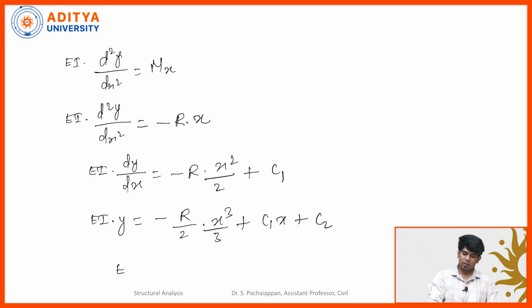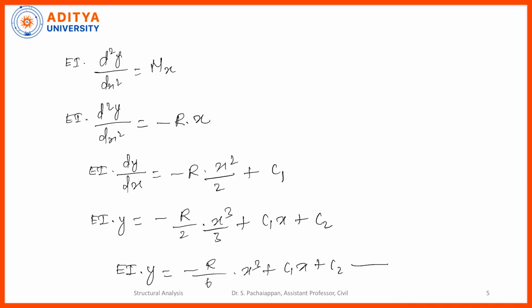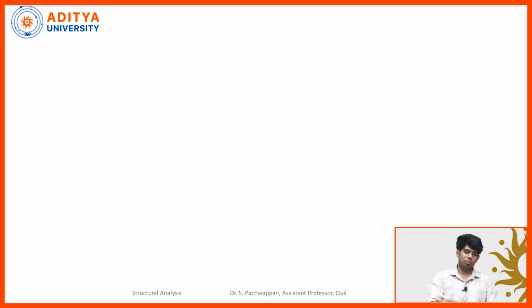Let's further simplify and rewrite this equation. EI y is equal to minus of R by 6 x cube plus C1 x plus C2. So this is equation 2 and this is our equation 1. We got two equations. Now what is our job? We need to eliminate the integral constants C1 and C2. For that, what do I have to do? I need to apply the boundary conditions.